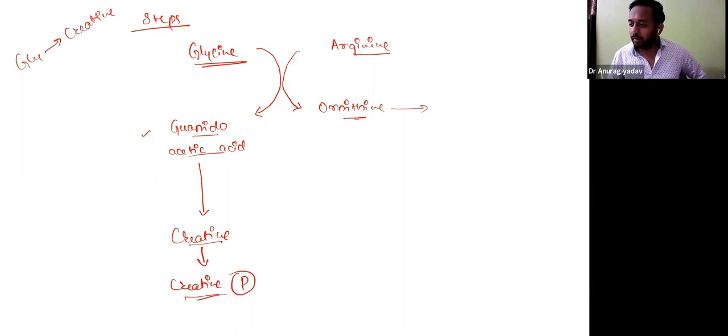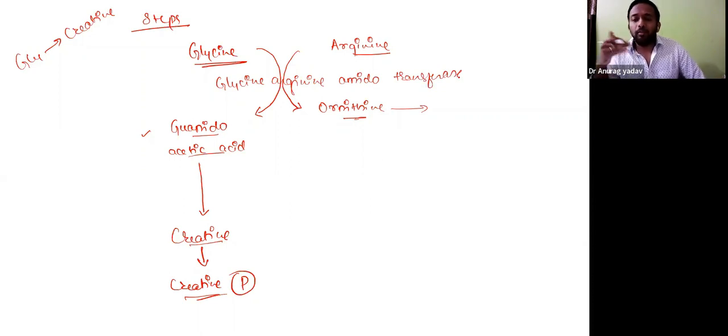Now when we come to the first enzyme, what we are transferring, the amido group is transferred. So it is glycine arginine amidotransferase. Yes, clear? Glycine, arginine. Arginine, what is it doing? It is donating the amido group to glycine. So it is a transferase enzyme.